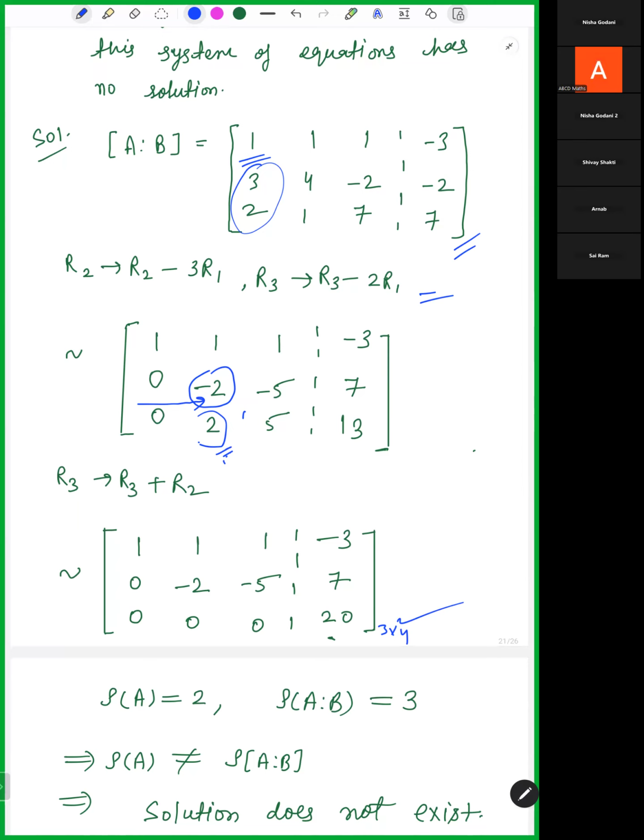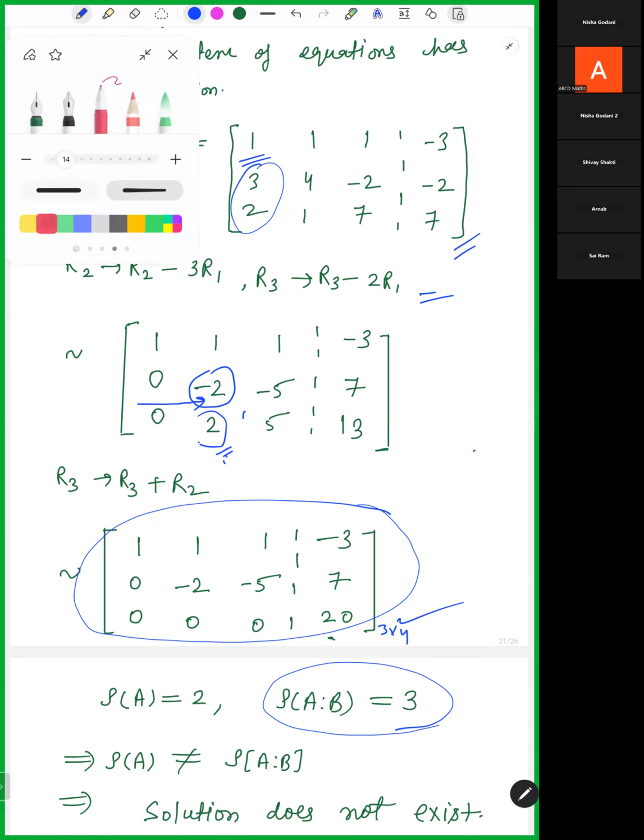Now, what is the rank of the whole matrix? How many non-zero rows are there in this matrix of order 3 cross 4? How many rows are there which are non-zero? 3. So that is why the rank of the augmented matrix is 3. Good. Okay, so the rank of the augmented matrix is 3.